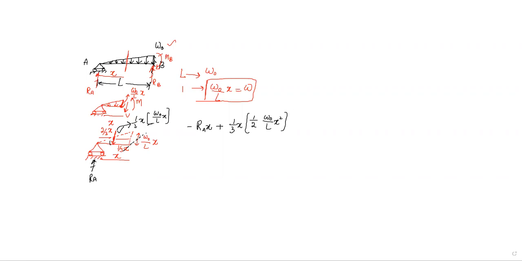And we also have the moment over here, that is M. So plus M is equal to zero. So what will it be? If you take it to the right hand side, M will be equal to RA into X minus 1/6 W naught by L X cube. So this is the moment in this beam.